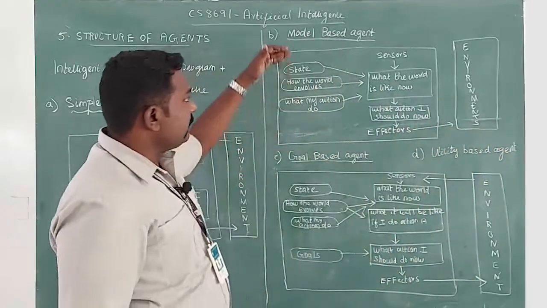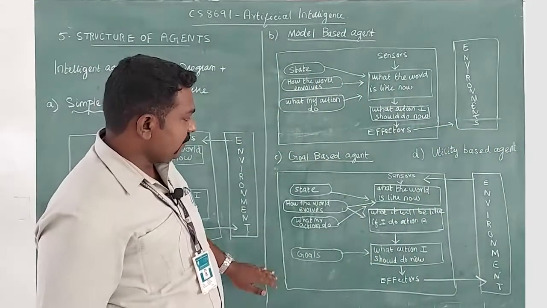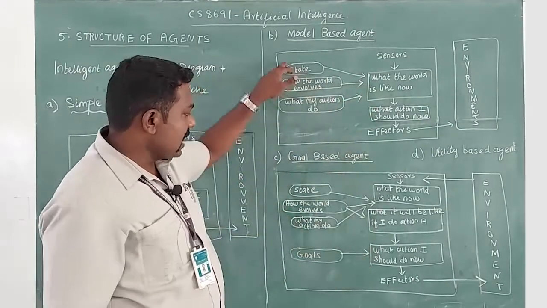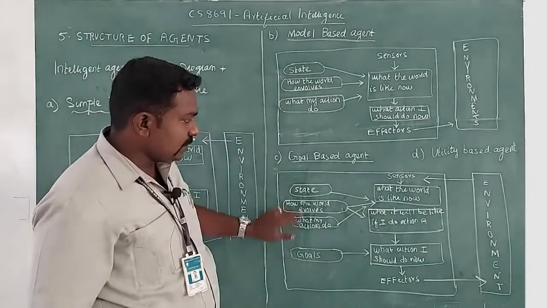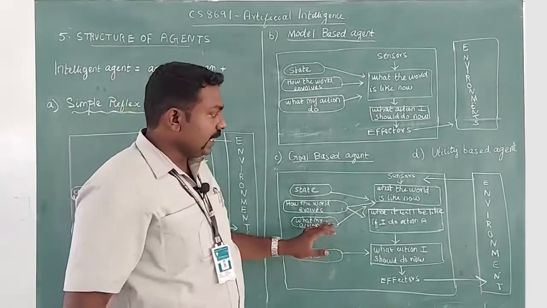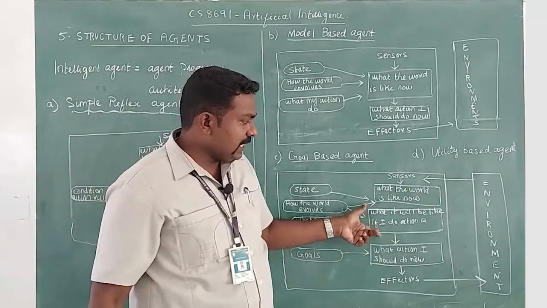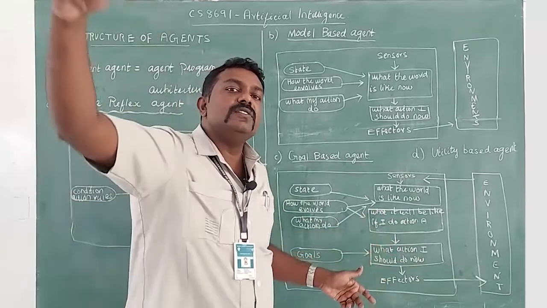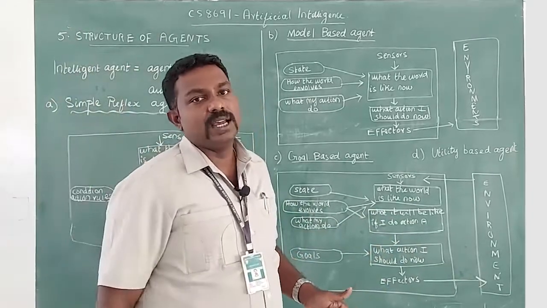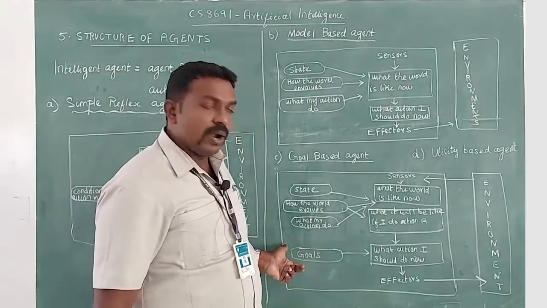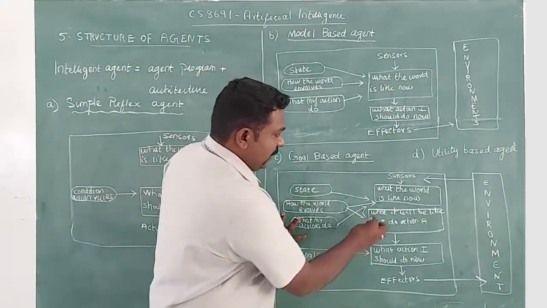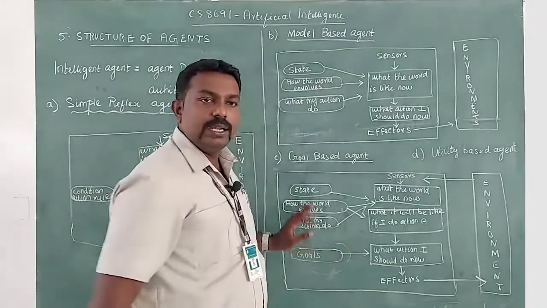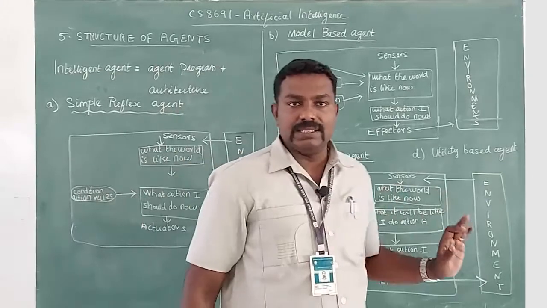What is the difference between the model based agent and goal based agent? If you see, the fields are the same: what the world is like now, what action I should do now, state, how the world evolves, what my action does. I have all the same fields. The extra thing I have is what it will be like if I do an action A. That is, if I take this particular action, will it lead to a particular goal? That I must know. So I have included the goal also here. These two fields are the only difference which I have included in this goal based agent.